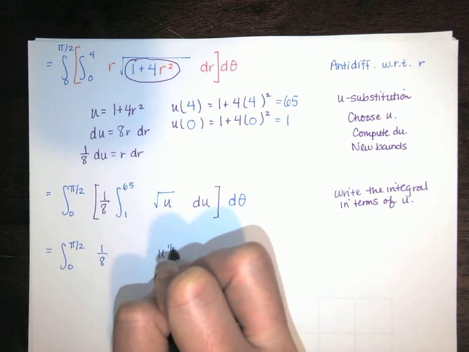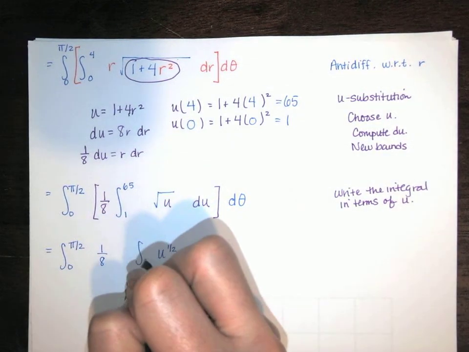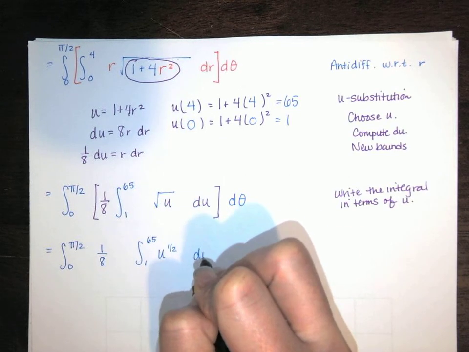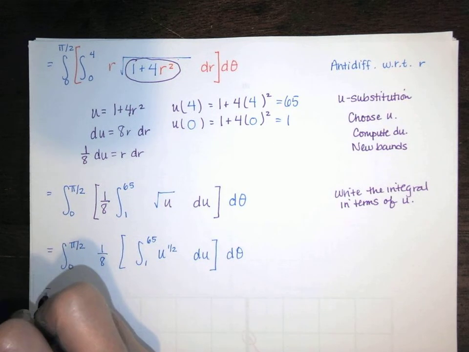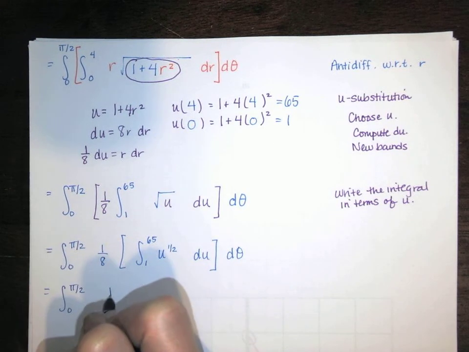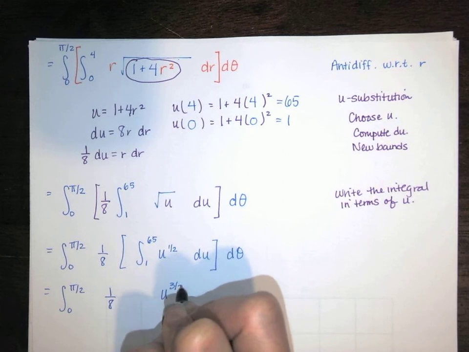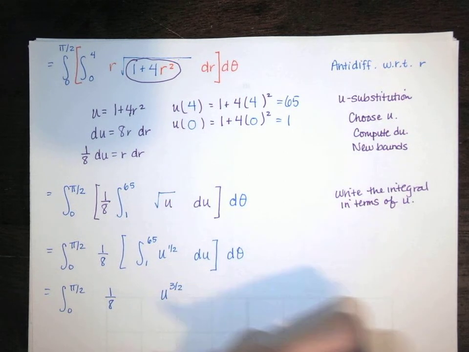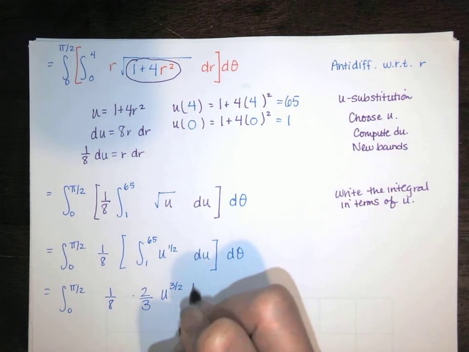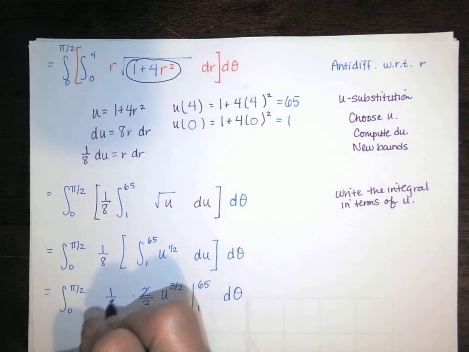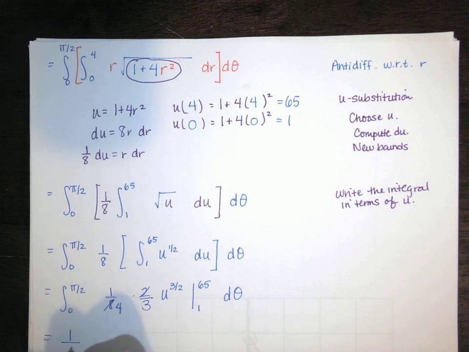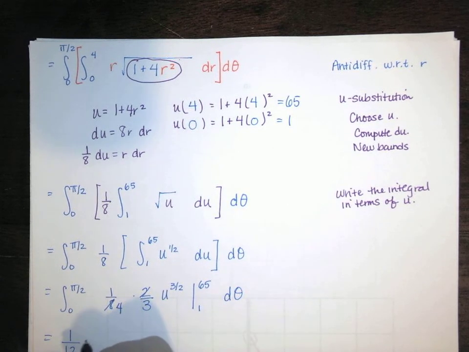So we'll rewrite it so that we can use our power rule to anti-differentiate. And we're still focused right here. Add 1 to the exponent, divide by the new exponent. Dividing by 3/2 is the same as multiplying by 2/3. Substitute in 1, substitute in 65, and subtract. And of course 2 goes into 8 4 times. So we end up with a 1/12. And then I've got 65 to the 3/2 minus 1 to the 3/2, which is just 1.